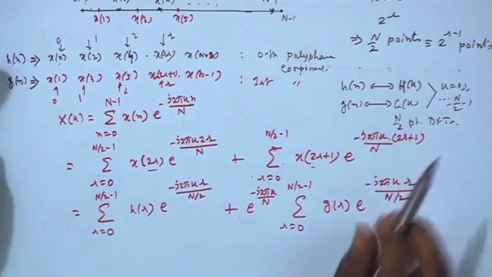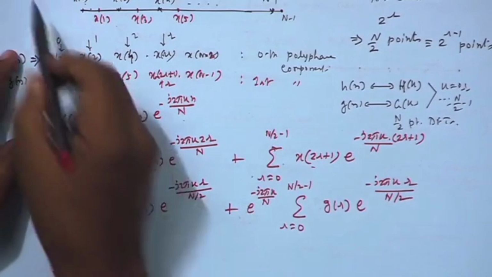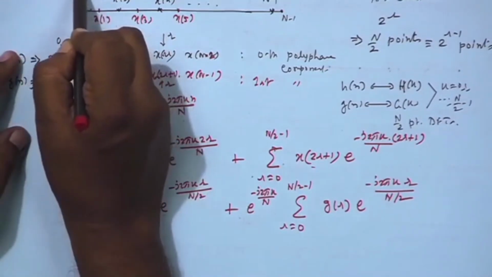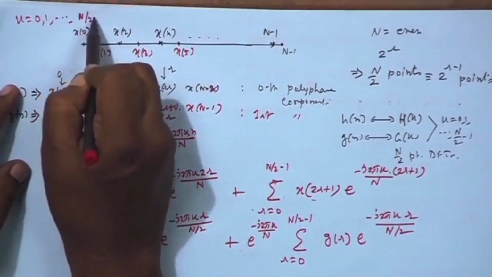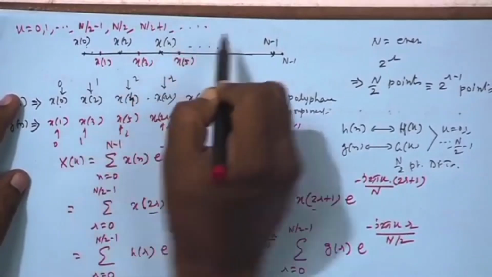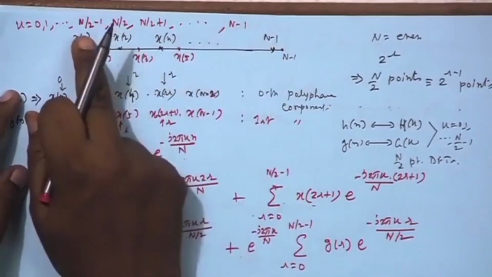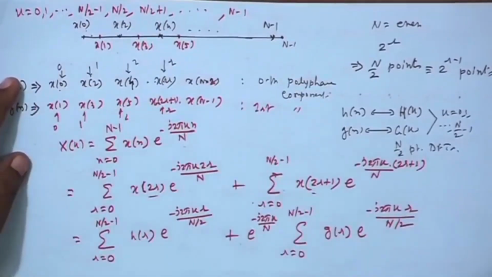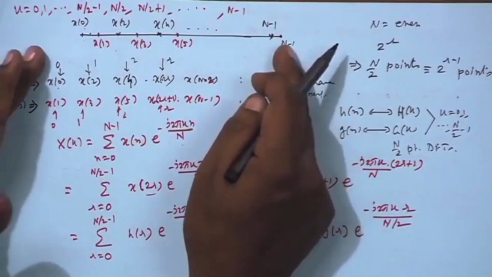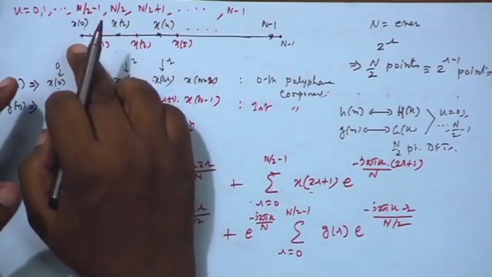Now, remember I am finding out the DFT of the original sequence. So the k range was 0, 1, dot dot dot, n by 2 minus 1, then n by 2, then n by 2 plus 1, up to n minus 1. Basically 0, 1 up to n minus 1, I have written these intermediate points, because the original sequence has that much length, capital N. So k also will go from 0 to capital N minus 1, because small n was from 0 to capital N minus 1.